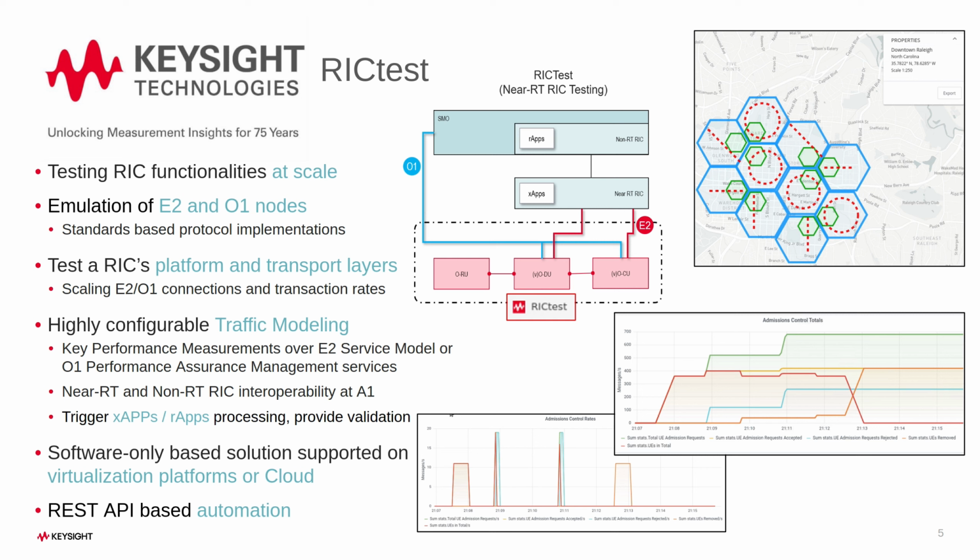RICtest is a virtualized software solution that can run in the cloud, and it provides a RESTful API that can be used to configure all properties of a test, including the configuration of the RAN nodes that it's emulating, the UEs, and the properties of the emulated traffic model, and allows the API user to launch tests, monitor test status, and collect KPIs, test results, and logs.